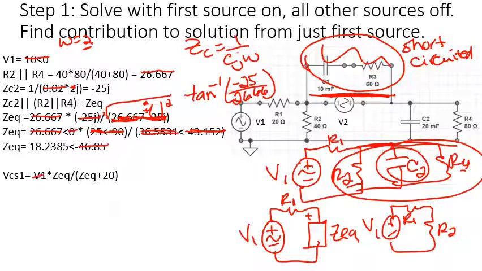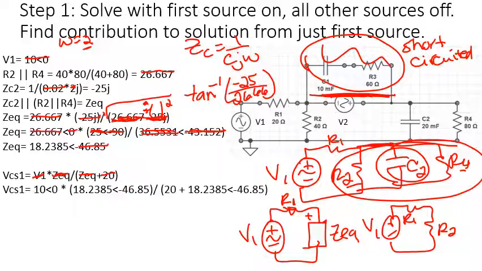So I take my total voltage, multiply it by what I'm trying to find the voltage drop across, that's the equivalent in my case, over my total impedance, the equivalent plus 20. So that was the 20 ohm resistor for R1. Plug those numbers in. V1 was 10 phase angle 0. Plug in Z equivalent, and I get this.